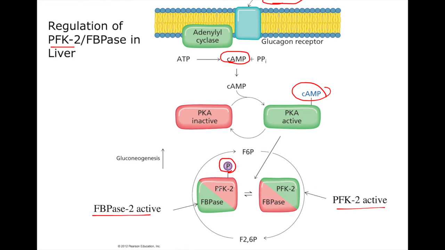So what happens when the kinase domain is phosphorylated? Well, we get the phosphatase, which means we're going to break down our fructose 2,6-bisphosphate. And when glucagon is not present and this is not phosphorylated, PFK2, the kinase, is active, which means we're going to phosphorylate fructose 6-phosphate and produce our fructose 2,6-bisphosphate.